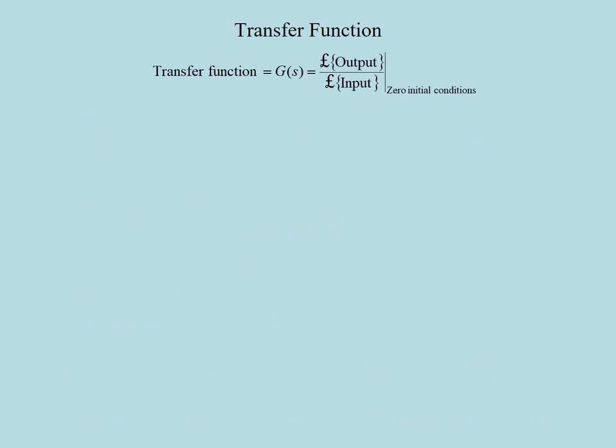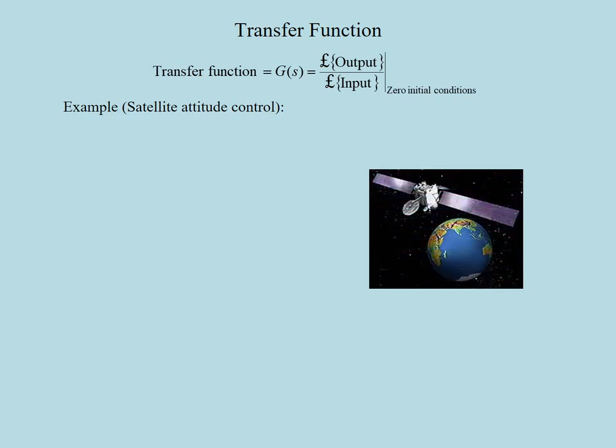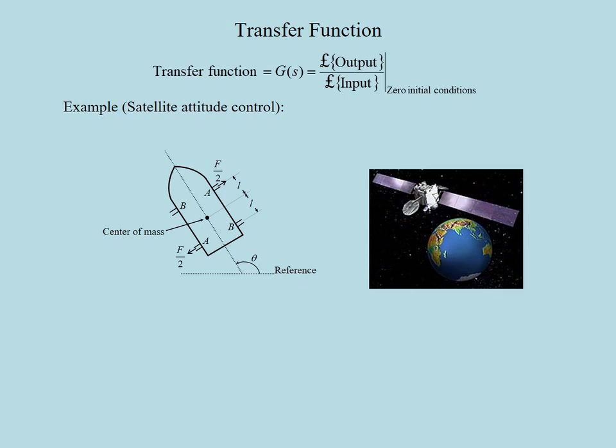Transfer functions can also be obtained by exploiting the physical relationships between the input and the output of the system. Here is a simplified example. Let us consider a satellite orbiting the Earth, which we are going to represent by this diagram. The attitude of the satellite is defined as the angle of its axis with respect to some fixed reference and is denoted by theta.